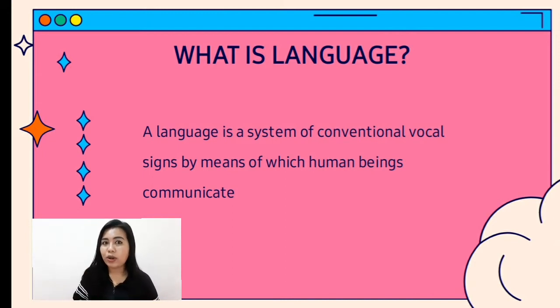What is language? Language is a system of conventional vocal signs by means of which human beings communicate. As humans, we need language to communicate with each other. Communication is one of the most important things in humans' life.